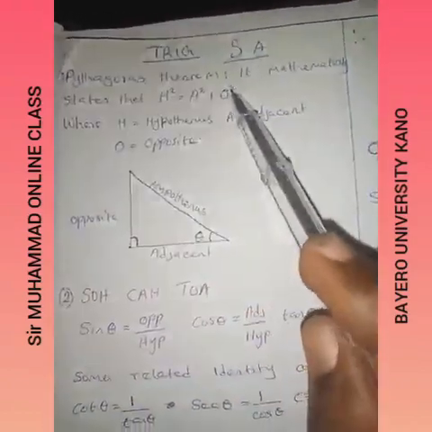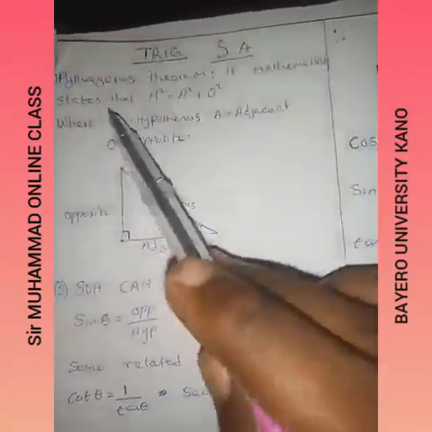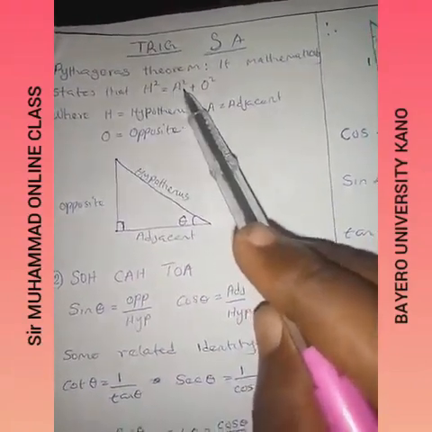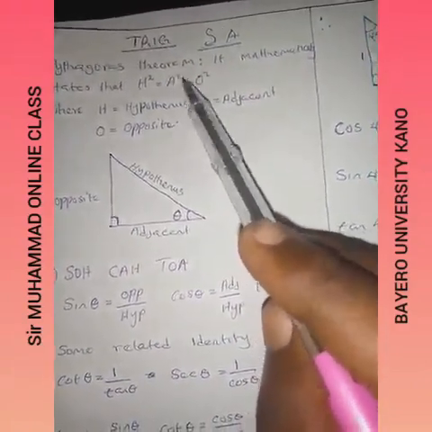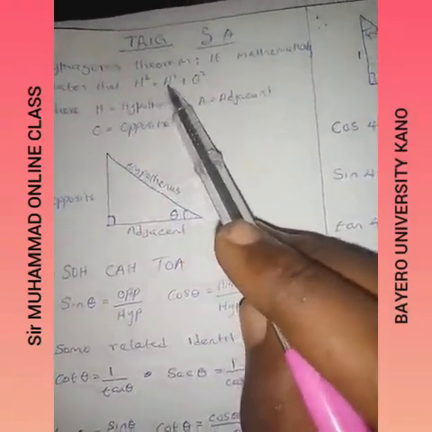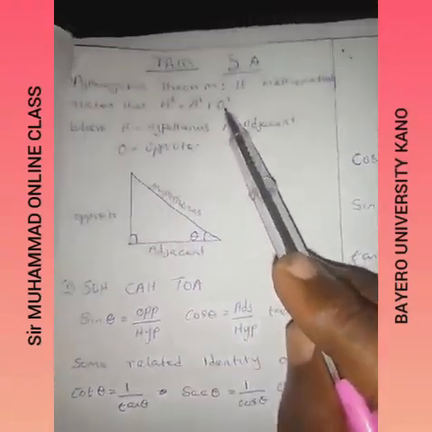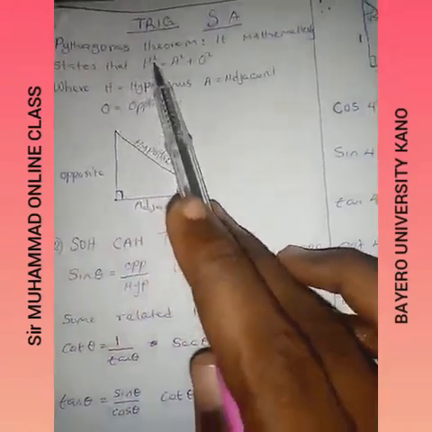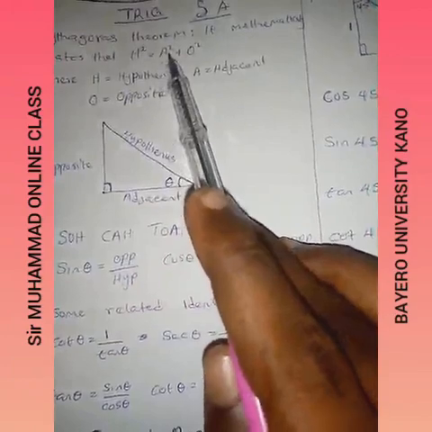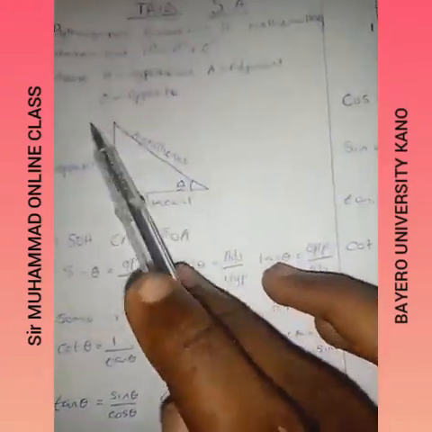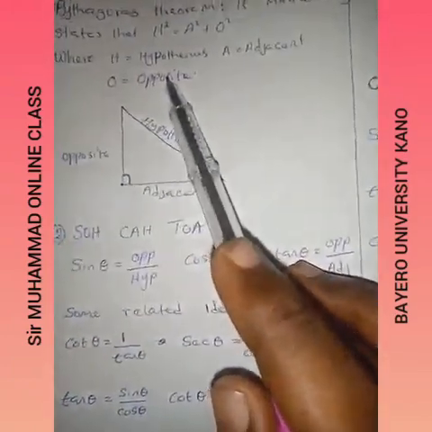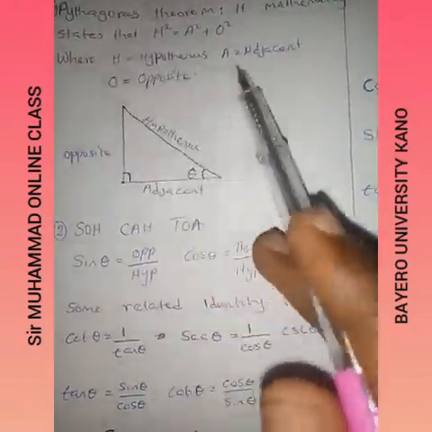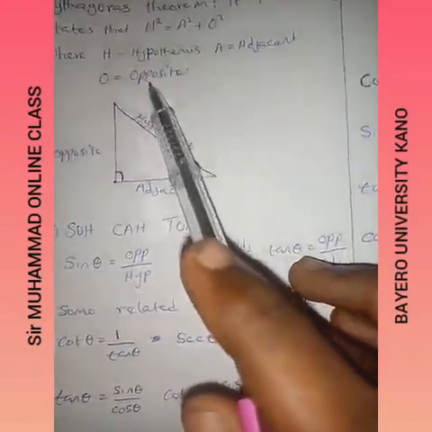One is Pythagoras theorem. Pythagoras theorem mathematically states that the square of the hypotenuse is equal to the square of the opposite plus the square of the adjacent. Square of hypotenuse is equal to square of adjacent plus the square of opposite. Where this H squared, the H stands for hypotenuse, A stands for adjacent, and O stands for opposite. So let it not sound like magic. Let's see what these three variables we are talking about are.